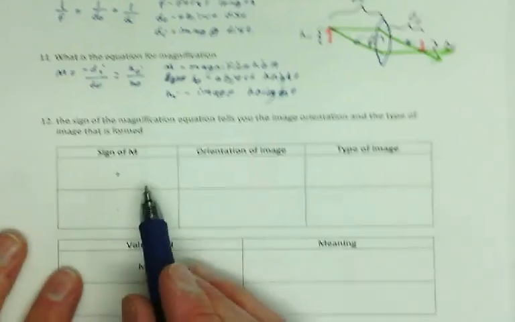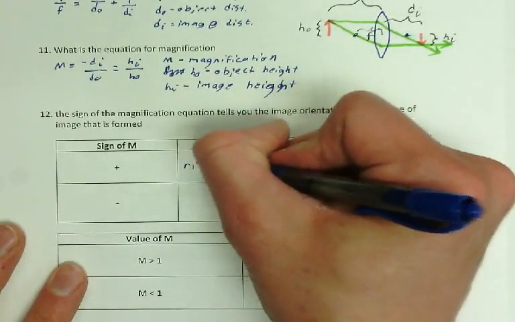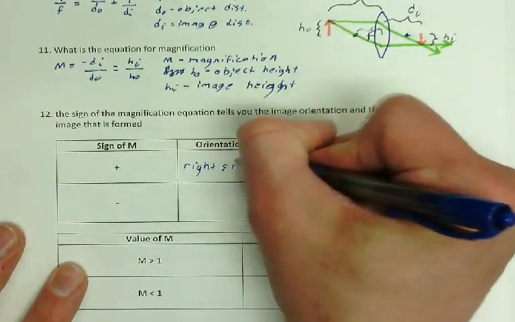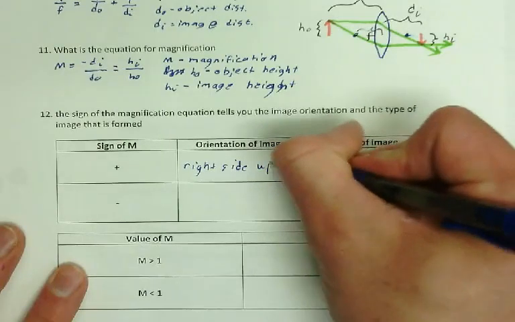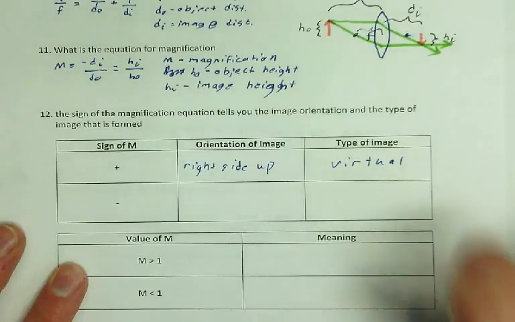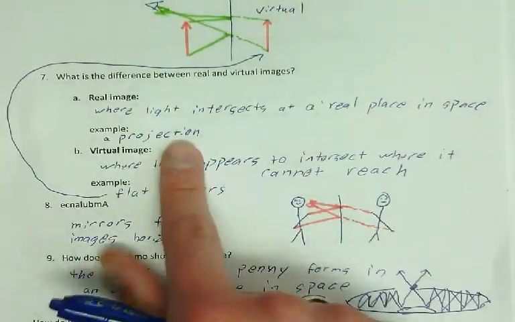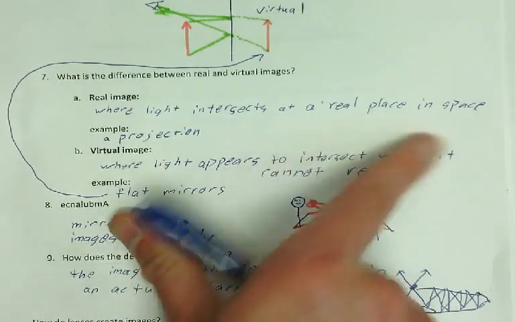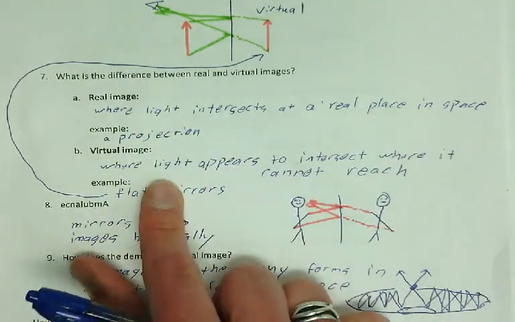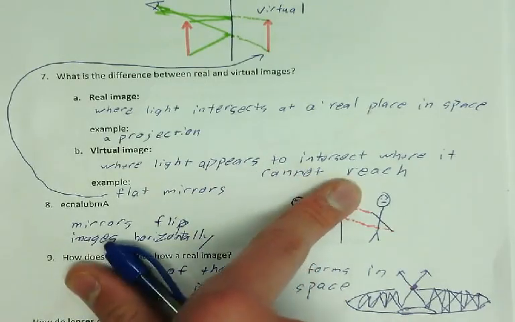So if you have a sign of magnification that's positive, that means the image is right side up, and that means it is a virtual image. Now, you might be saying to yourself, Mr. B, I remember we talked about those, but it's been a weekend. I don't remember anything anymore. So real images are where the light actually intersects at a real place in space. And virtual images are where light appears to intersect, but it can't actually reach there.